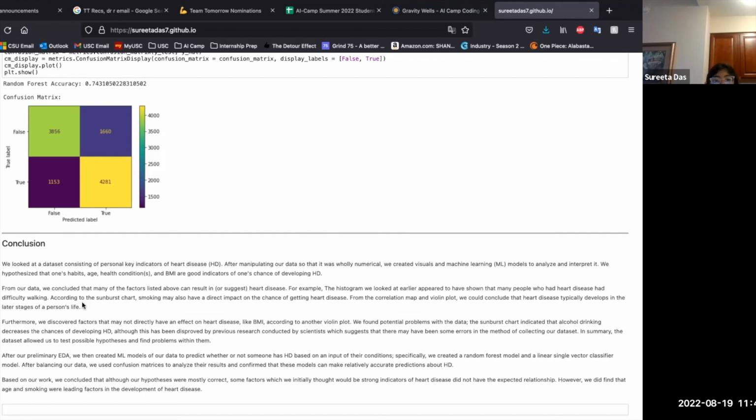Through all of this, we discovered that most of our hypotheses were correct. And if not, found out that the outcome was not what we expected.